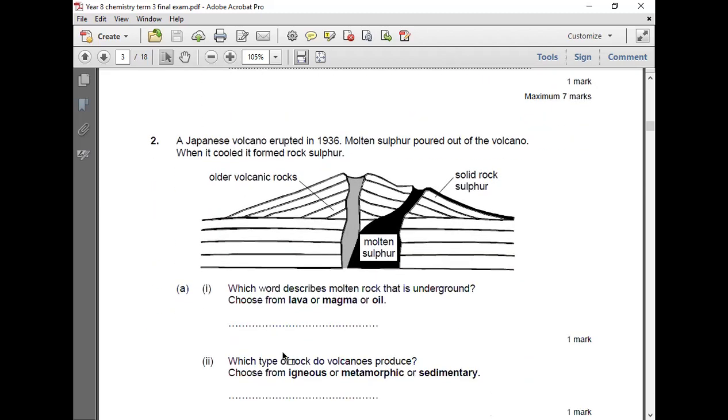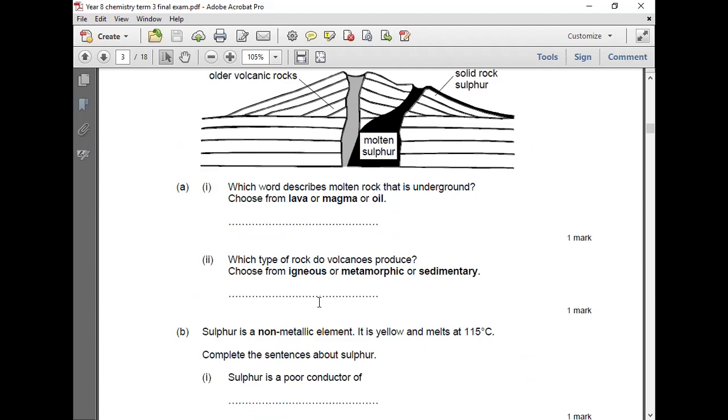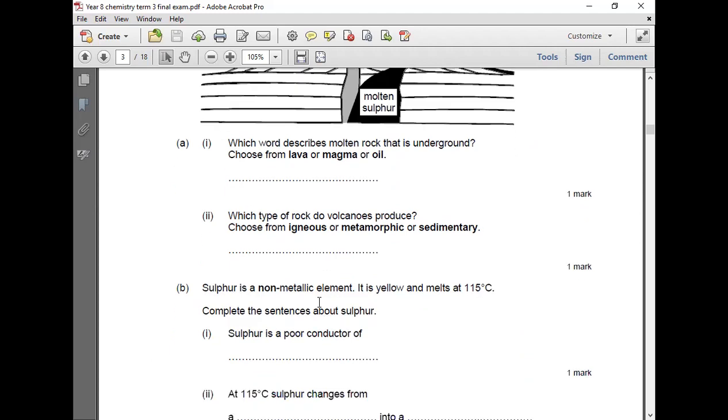Question number 2. A Japanese volcano erupted in 1936. Molten sulfur poured out of the volcano. When it cooled, it formed solid sulfur. Which word describes molten rock that is underground? Choose from lava, magma, or oil. Which type of rock do volcanoes produce? Choose from igneous, metamorphic, or sedimentary. You need to choose which type of rock volcanoes produce.